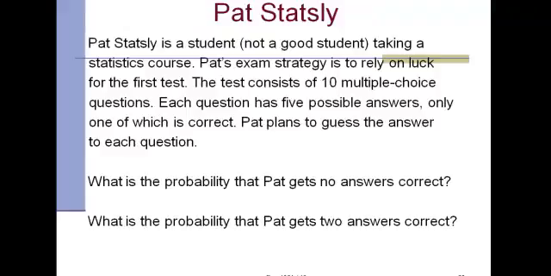Now, another question that is a binomial. Pat Statsley is a student, not a good student, taking a statistics course. Pat's exam strategy is to rely on luck for the first test. The test consists of 10 multiple choice questions. Each question has 5 possible answers, only one of which is correct. Pat plans to guess the answers to each question. So here's your question to you. What is the probability that Pat gets no answers correct? What is the probability that Pat gets 2 answers correct?